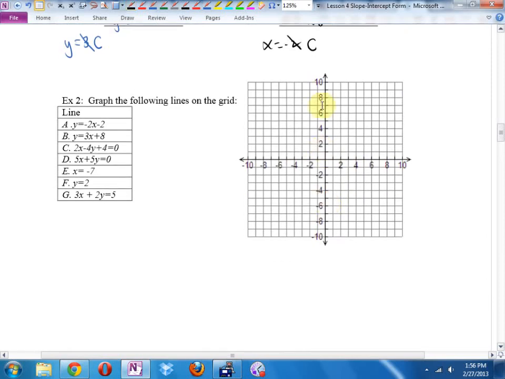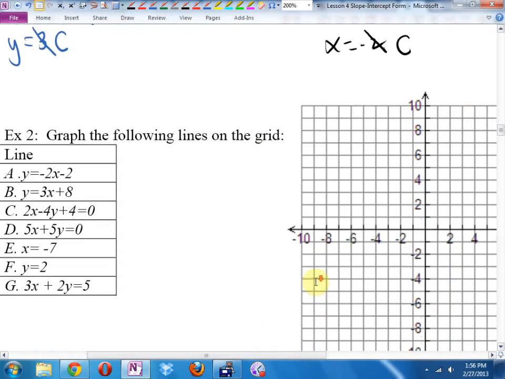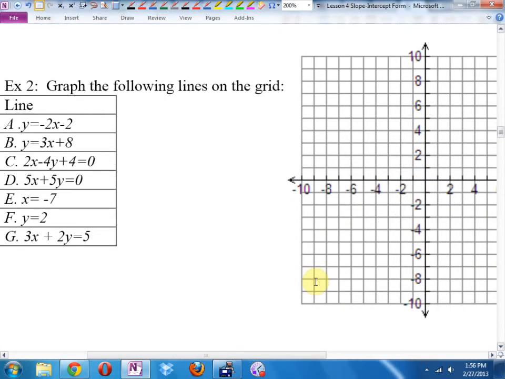Example 2 says, graph the following on the grid. Okay, I think I can fit almost all of this in. Line A. Is that in slope-intercept form already? Yes. Excellent. What's the y-intercept? Let's all put a big dot at -2. I'm going to do this in blue. What's the slope? Also -2.